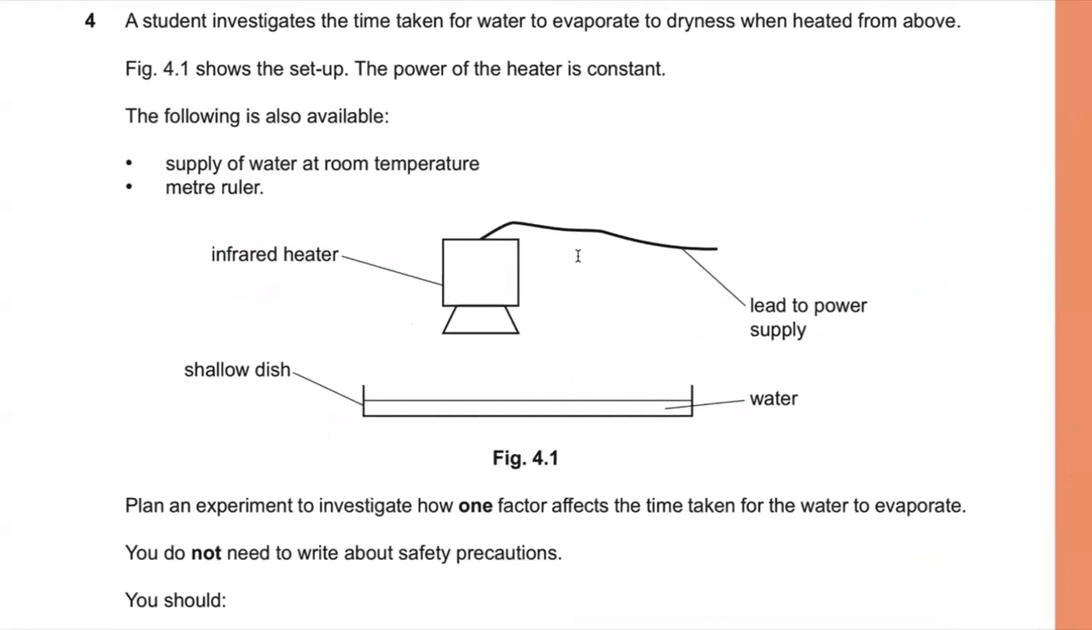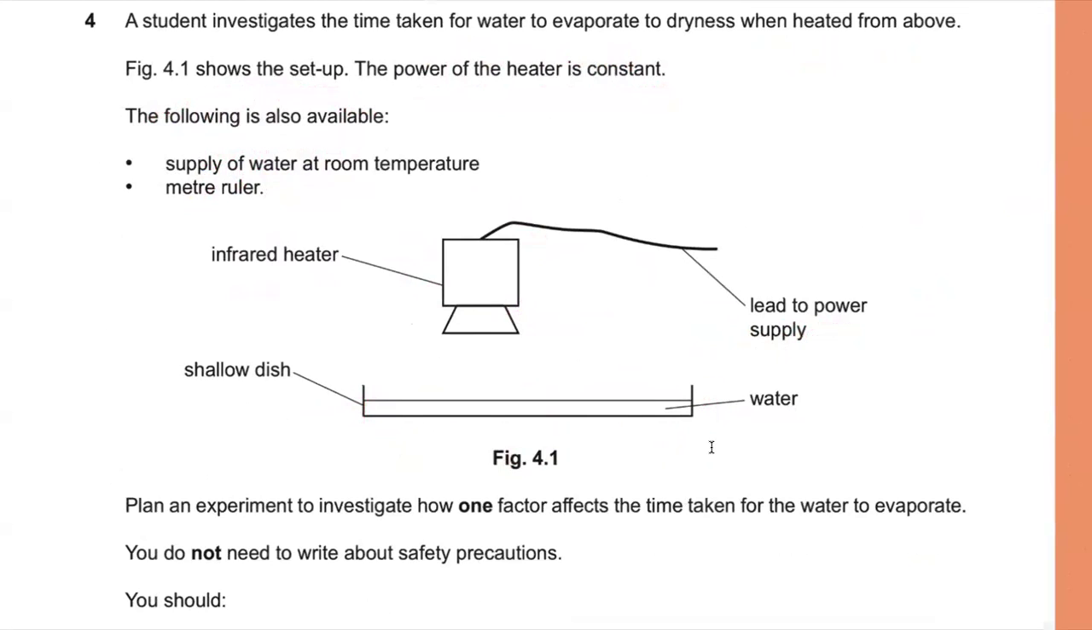All right, question 4. A student investigates the time taken for the water to evaporate to dryness when heated from above. 4.1 shows the setup. The power of the heater is constant. The following is also available: supply of water at room temperature, meter ruler. So you have an infrared heater which is connected to the power supply. You have a shallow dish in which water is kept. And as you can see, this shallow dish is pretty wide.